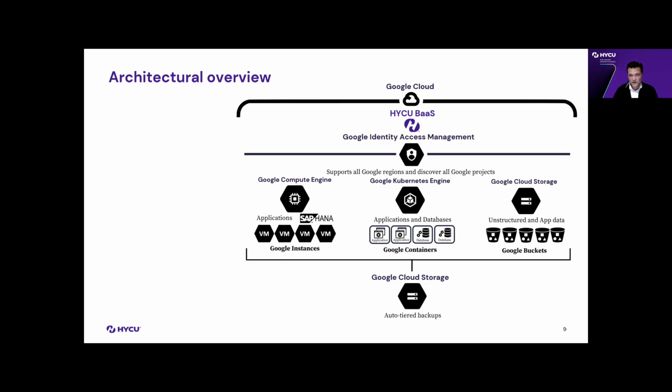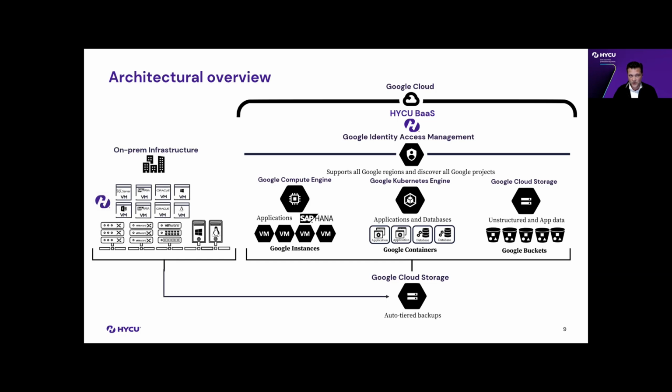And this also connects fully to your on-premises infrastructure. So from on-premises, be it virtual or physical, we can do backups into public cloud as well, into a Google Cloud Storage bucket, and then utilize that data in Google Cloud to do disaster recovery or to do migrations from your on-prem workloads into GCP.